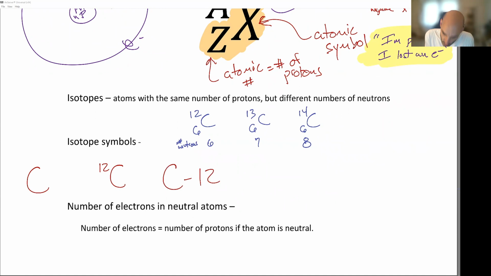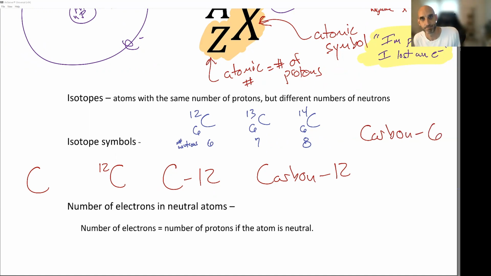Or C-12. Okay, that's also okay. Or carbon spelled out 12. What's wrong with this one? Carbon 6. You guessed it. Saying carbon means it does have 6. 6 is not the mass.